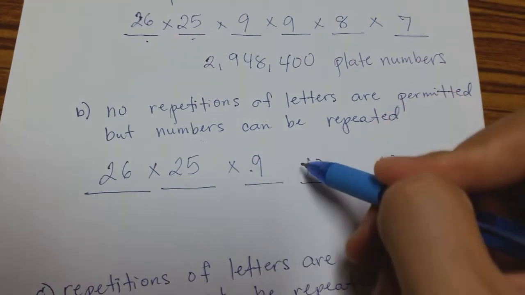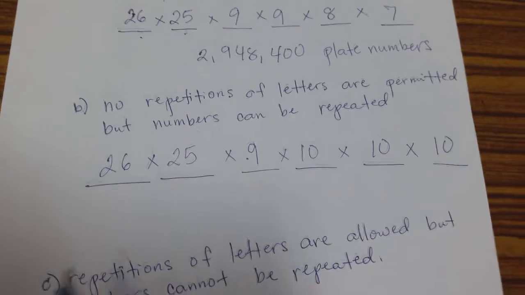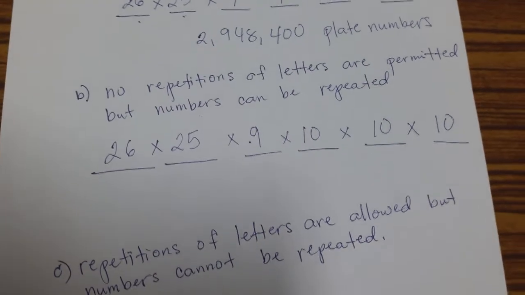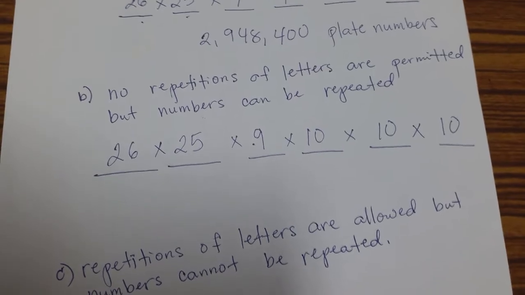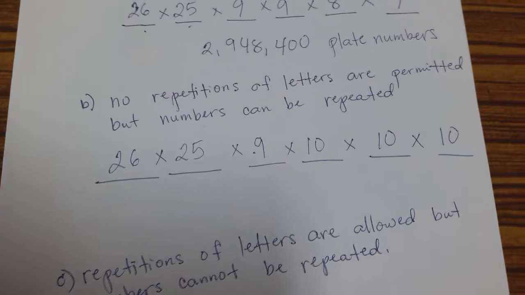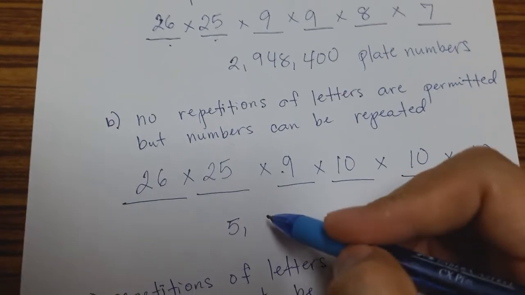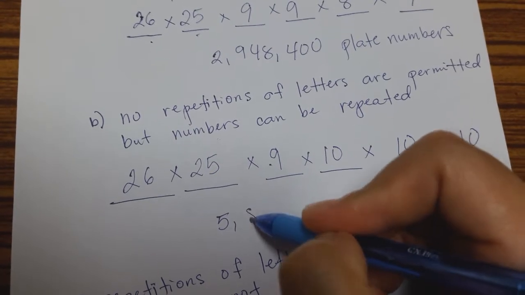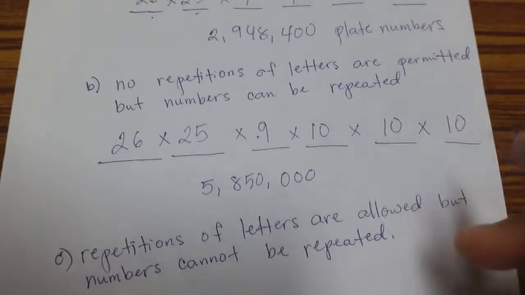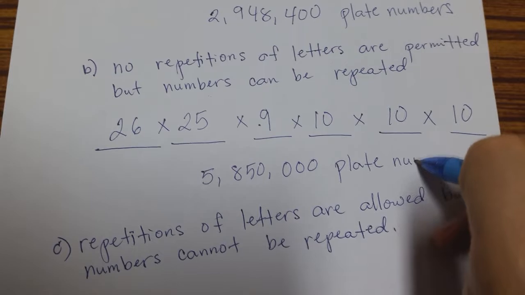Okay, so let's multiply. 26 times 25 times 9 times 10 times 10. Okay, so we have 5,850,000 plate numbers.